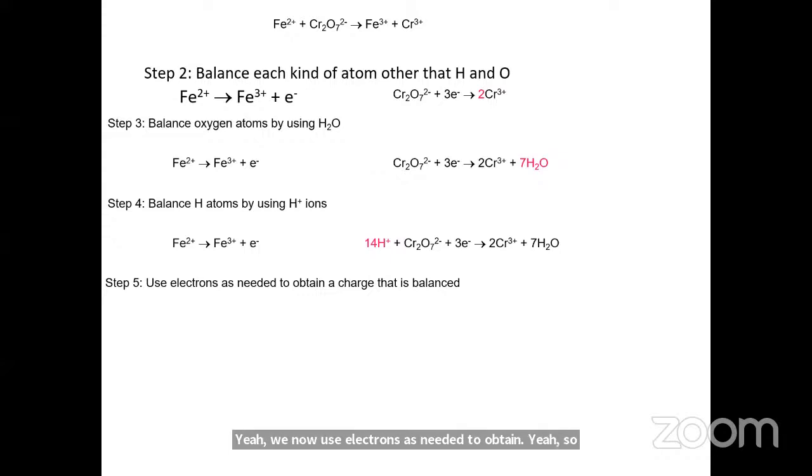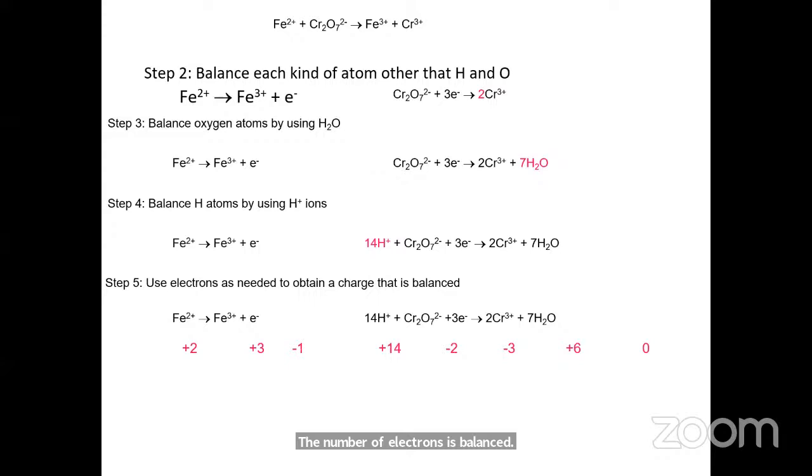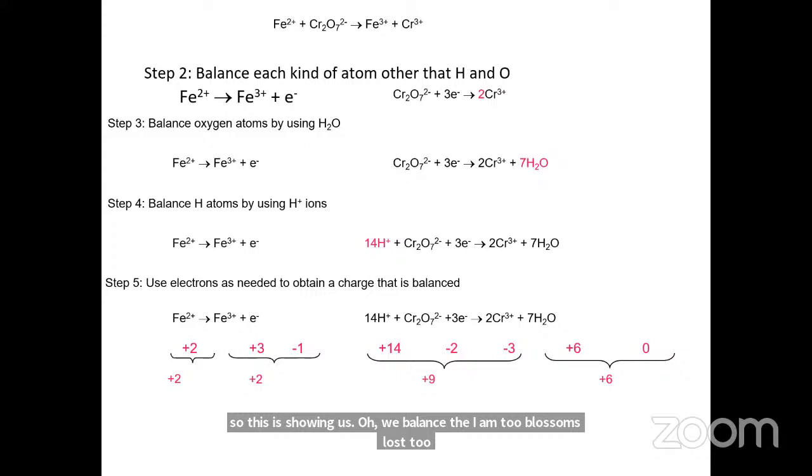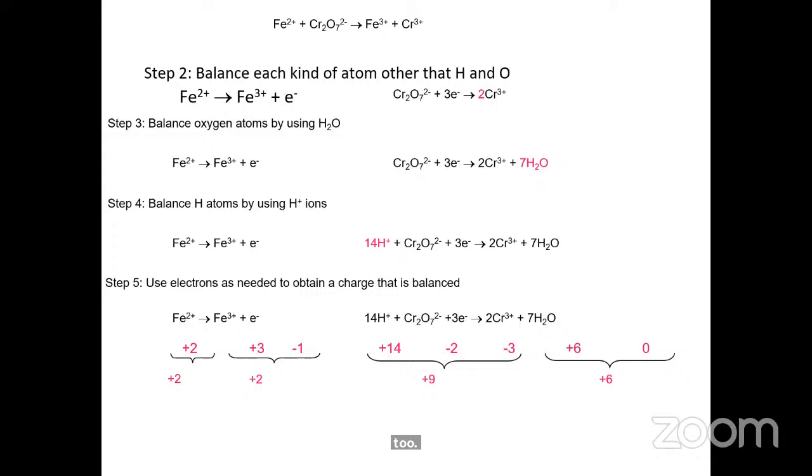The half equation for the oxidized species, Fe2+ going to Fe3+, there is nothing to balance there. The number of electrons is balanced. Now, going to the other one. So this is showing us how we balance the electrons. Fe2+ is +2, Fe3+ is +3, then electron is -1. So it's balanced. 2 on the left-hand side, 3 - 1, 2.